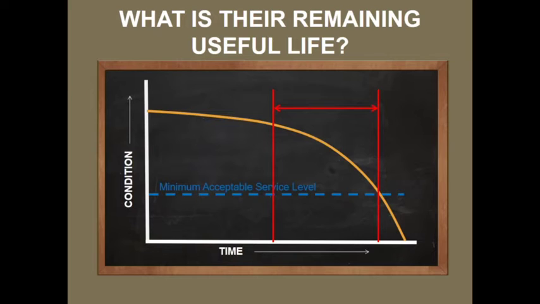When it hits that level, you're going to have to do something, rehabilitate it, replace it, somehow take care of that asset. So what we want to know is how much time is there between where we are today and when we reach that level where it's no longer going to do what we want, and we call that the useful life remaining. So that gives us some idea of how much longer we can count on the assets that we have.